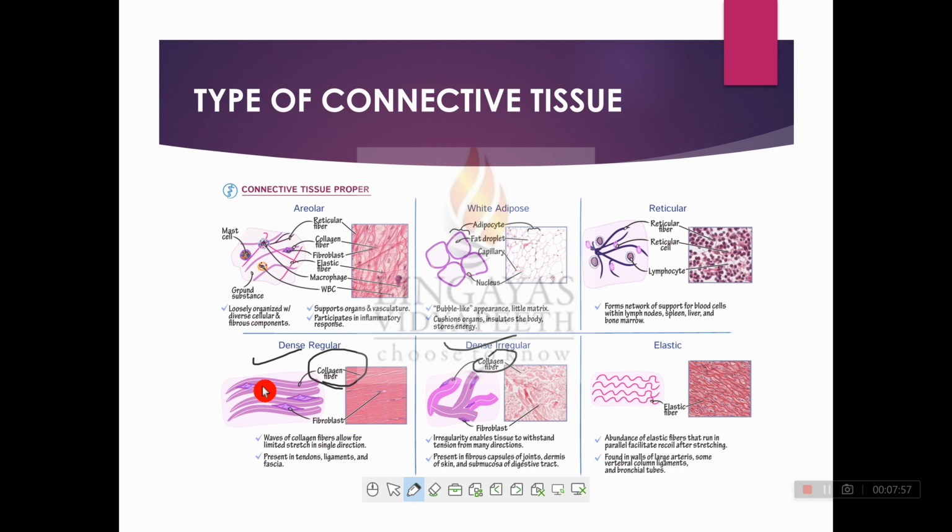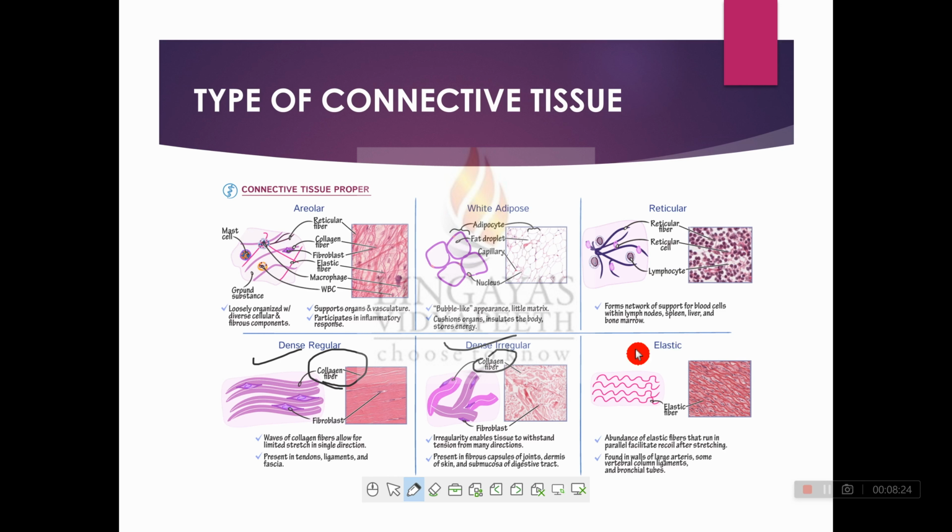Now talking about the types of fibers found in the connective tissue. First one is the collagen fiber. What is the purpose of this collagen fiber? Collagen fiber binds bones and other tissues to each other. The component of the collagen fiber is alpha polypeptide chain. Where is it located? It is located in the tendon, ligament, skin, cornea, cartilage and other organs.